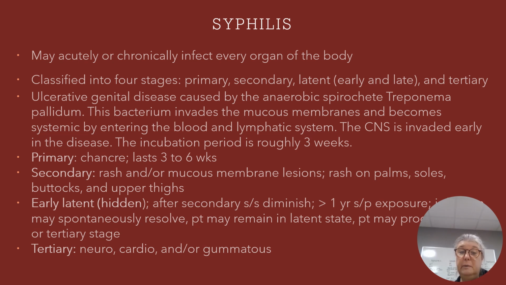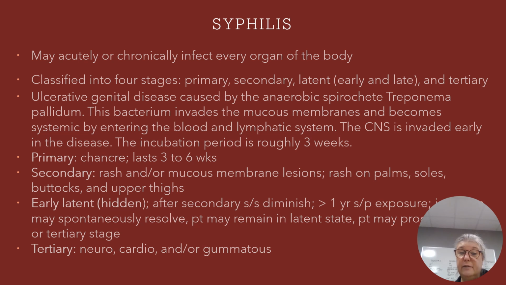If you do not receive treatment with primary syphilis, the infection travels systemically and progresses on to secondary. So secondary syphilis, you get this rash and/or mucous membrane lesions. The rash in particular is super weird because you get it on your palms, the soles of your feet, buttocks, upper thighs, right? It's just super weird. And then you get hidden syphilis, latent syphilis.